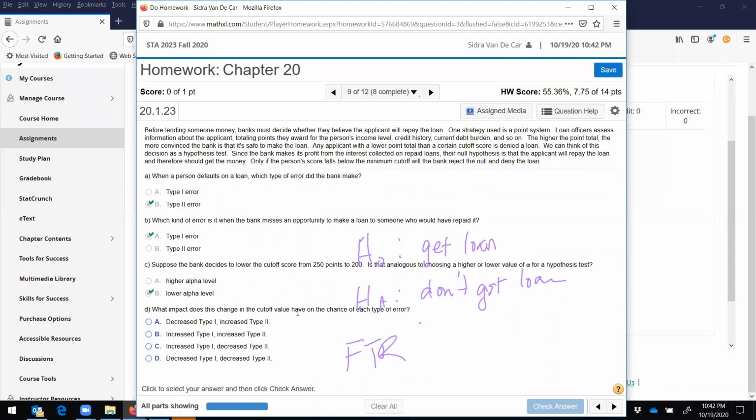What impact does this change in the cutoff value have on the chance of each type of error? So I'm decreasing the probability of making a type 1 error. So decrease type 1, and we're going to increase the probability of making a type 2 error. We're going to increase the probability that the person defaults on the loan because we're giving them a lower cutoff score.